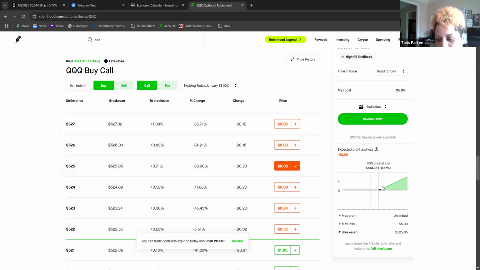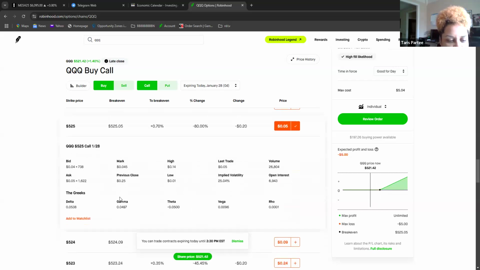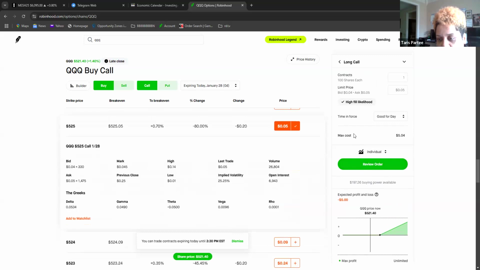Even if the price goes up, it has to go up to 525 in order for me to break even because of the theta and all that other jazz. Looking at my delta is $5, my theta $5. So I'm not really gonna make any money on that contract.